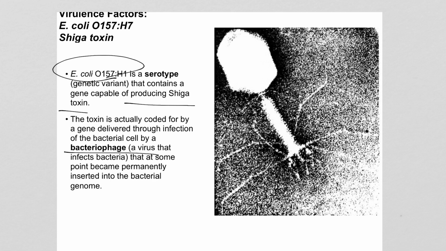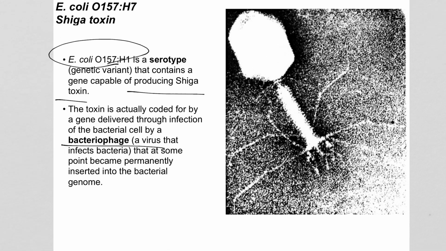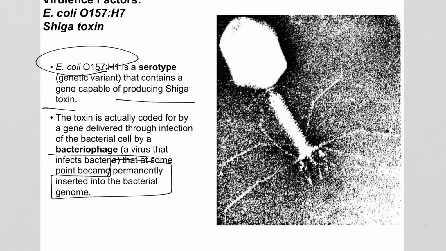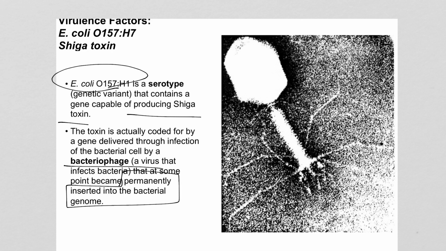And so this is another way, in addition to plasmids, that genes can potentially be transferred back and forth between bacterial species. At some point, that gene became permanently inserted into the genome of the bacterium, and so now it's stable. It doesn't have to be infected with the virus anymore.